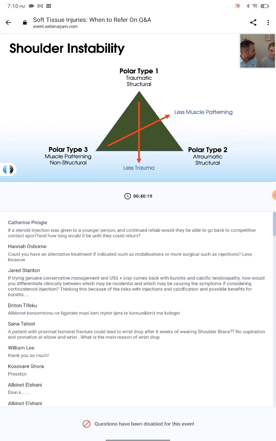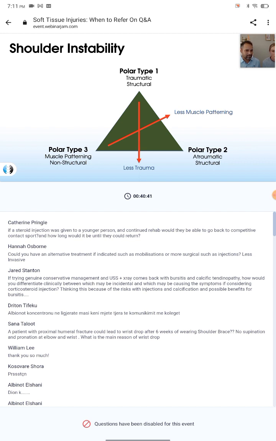Yep, sure. So this is the Stanmore triangle, which is showing the 3 different types of shoulder instability, but it's worth mentioning that this is a continuum, so you can have contributions from different elements of the triangle, if you like. So no one's just a type 1 and that's where they sit. You can have a bit of a mixture. So type 1 shoulder instability is traumatic and structural.